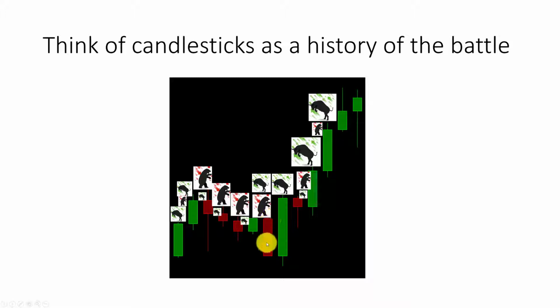Then you can see they drove all the way down here, no wick, and then all of a sudden the bulls take control. So these candlesticks are like little history books about the battle that's going on. I hope that's helpful. In our next video, we're going to start pulling up some charts and looking at support and resistance and a little more detail about the battlefield.